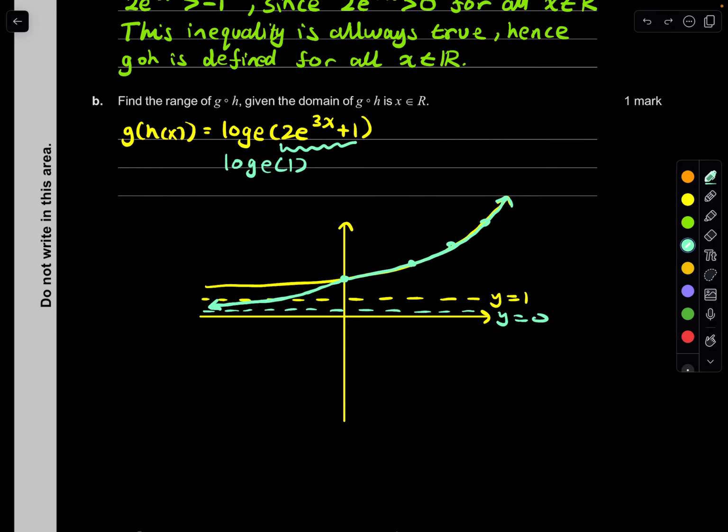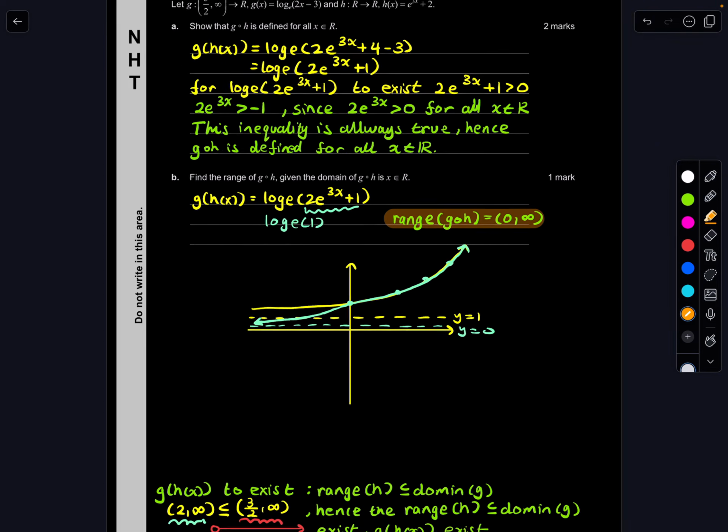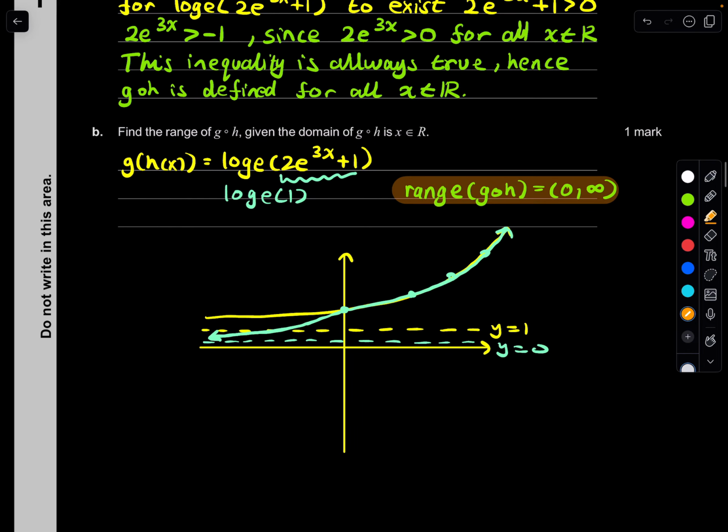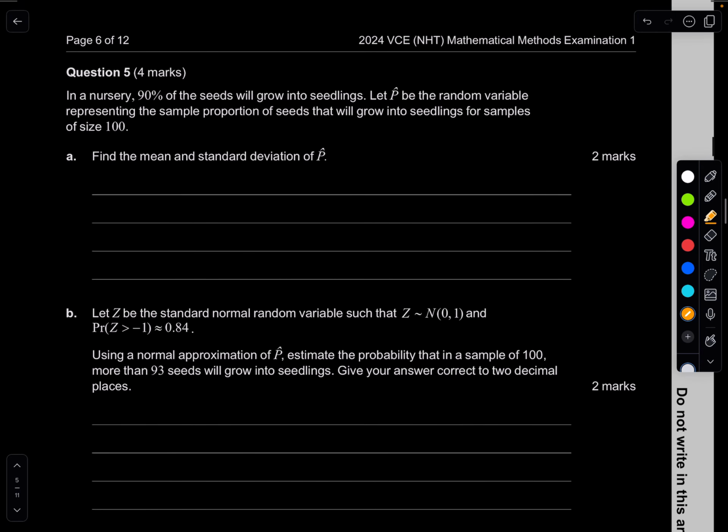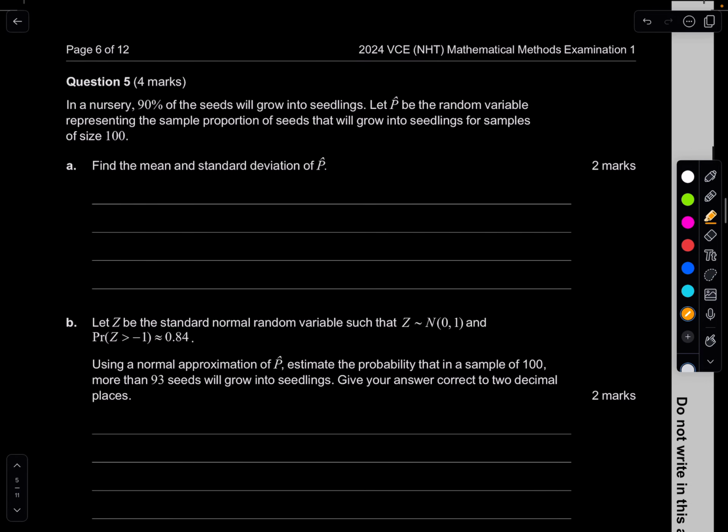So what is the range? We wanted to find the range. Well, we know straight away that the range of g of h is what? We can see that because there's an asymptote here, it's from 0, non-included because of the asymptote, to infinity, because it can go to infinity. That is it. I hope that makes sense. It's a little bit harder to explain. Beautiful. I hope that's correct.